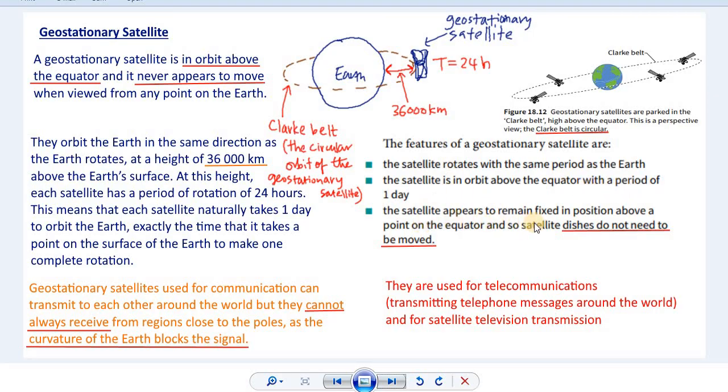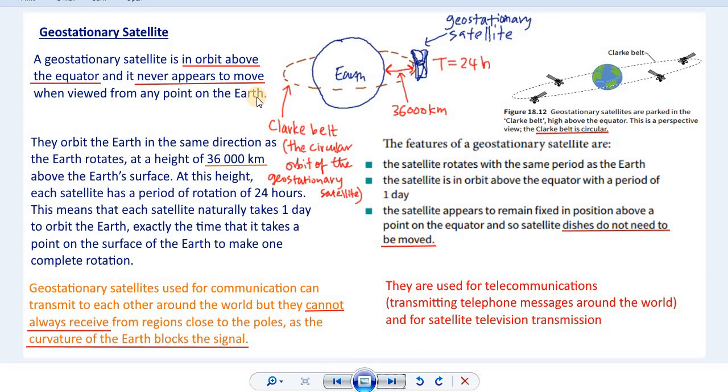The satellite appears to remain fixed in position above a point on the equator, and so satellite dishes do not need to be moved. If you look at, let's say, a scheme of houses, or if you go to your rooftop and look down, you might see the houses all have the satellite dishes facing one direction. They are all facing that geostationary satellite, you can imagine. Okay, so all this was in the theory lesson. Then finally, some uses. They are used for telecommunications, transmitting telephone messages around the world, and for satellite television transmission.